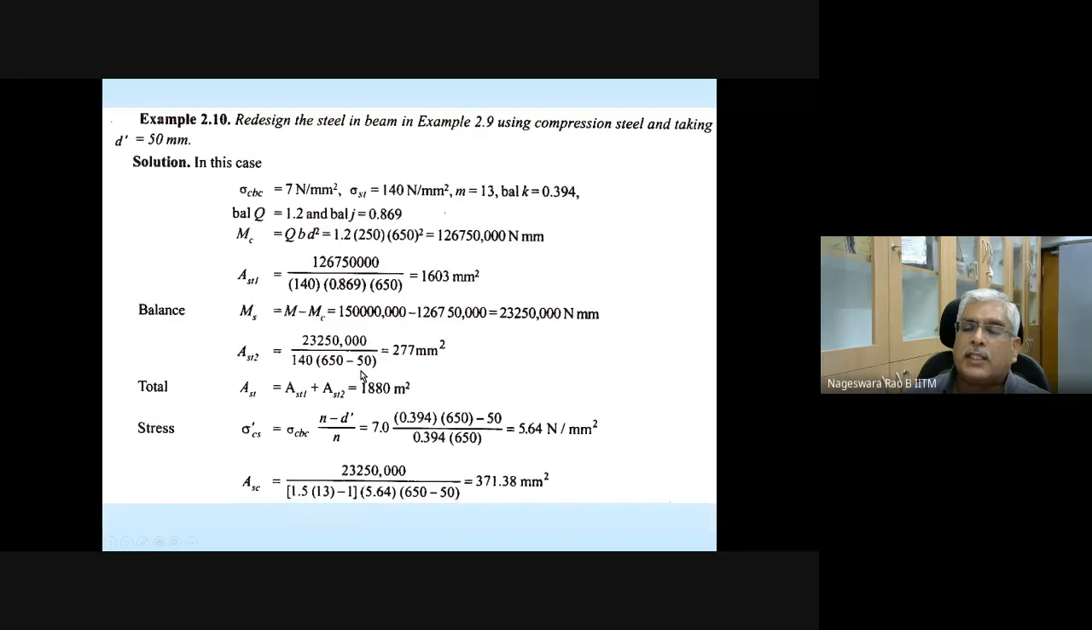Lever arm distance here is going to be the distance between the compression steel and the tension steel, at the position of tension steel. So that distance is going to be effective depth minus cover to the compression steel. Cover to the compression steel, D prime, is given as 50 mm. So effective depth is 650 minus 50. So this is the additional tensile steel. So total amount of tensile steel is AST1 plus AST2.